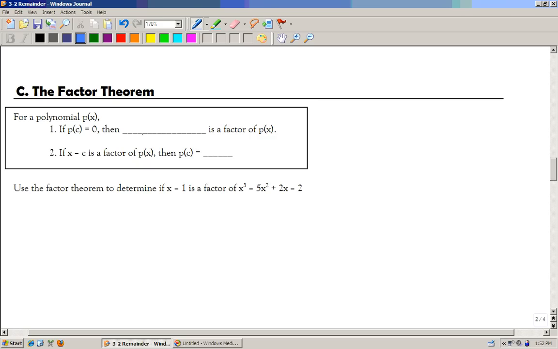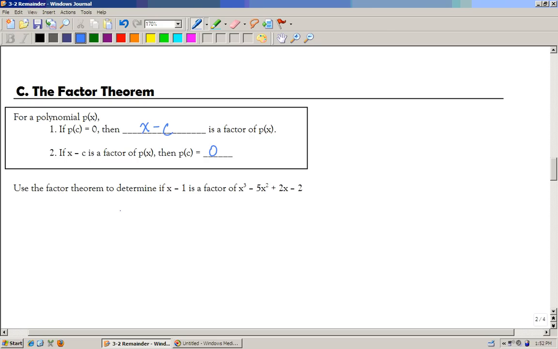Okay, today we're going to talk about the factor theorem. If P of C is equal to 0, meaning when you plug in C you get 0 for your answer, then x minus C is a factor of your polynomial. And also the reverse is true. If you divide by x minus C, or if x minus C is a factor, then when you plug in C, you will get 0.